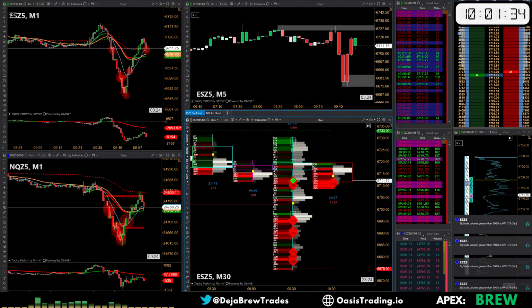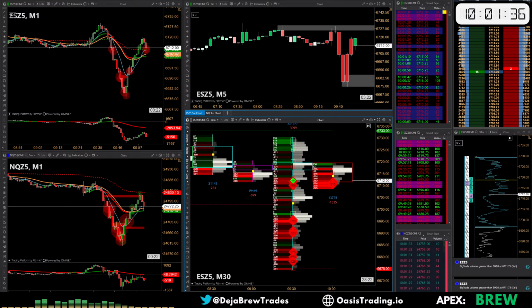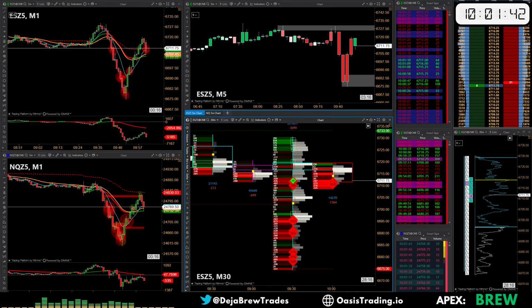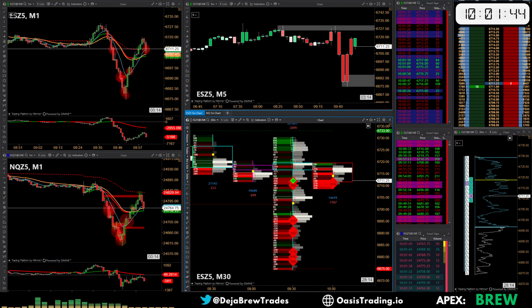Okay, so like I said, NASDAQ is leading. Look at that reaction on VWAP. Failing VWAP almost to the exact tick. And right when it started failing VWAP, look at what happened to ES.